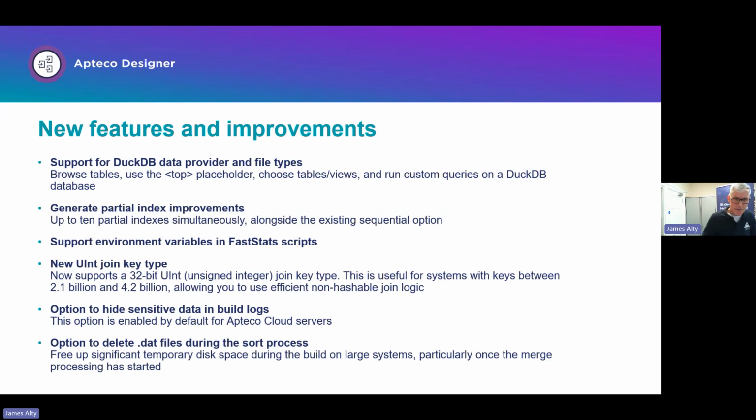You can now refer to environmental variables in your FastStats scripts, so those are the operating system variables. As I mentioned, we've got the unsigned integer join key, so from the range 2 to 4 billion. Signed keys only go up to 2 billion. And then the ability to hide sensitive data and the ability to delete sort temporary files, so you can free up space. We're always working on those sort of things.